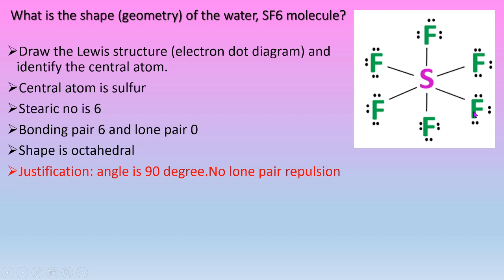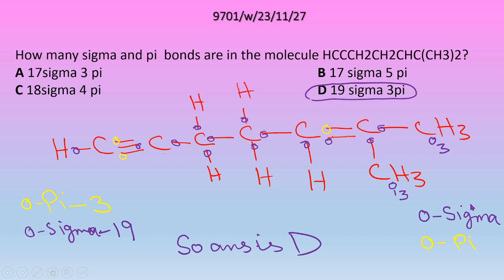This is SF6. So the steric number is 1, 2, 3, 4, 5, 6. Bonding pair is 6. No lone pair. Shape is octahedral. Angle is 90 degrees. No lone pair repulsion.